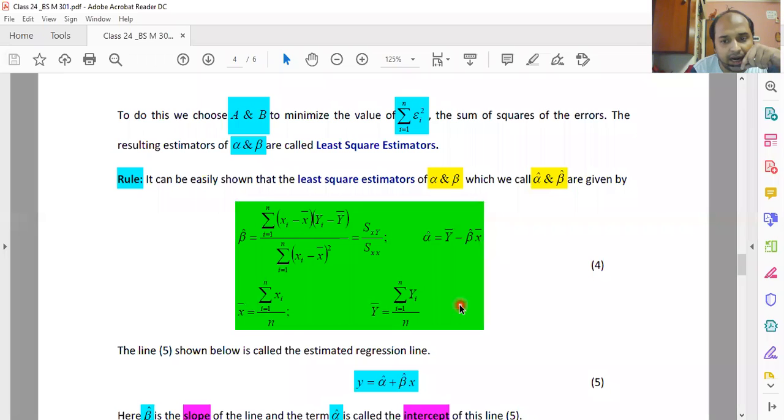This entire part, which is green colored, can be done using the method of least squares, which will be discussed in detail in my day after tomorrow's class, not today. So we have got our estimates of alpha and beta. And once the estimates are known, the regression equation capital Y equal to alpha plus beta small x becomes small y equal to alpha cap plus beta cap into x.